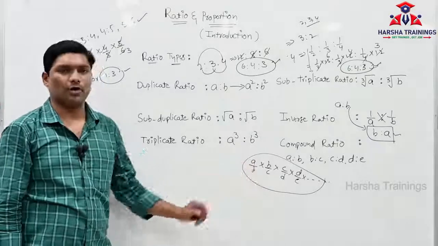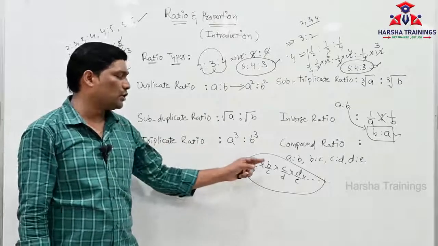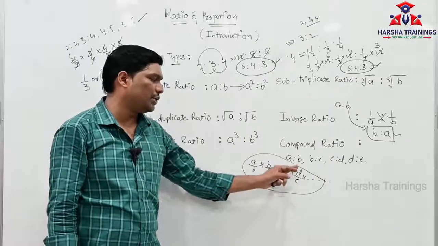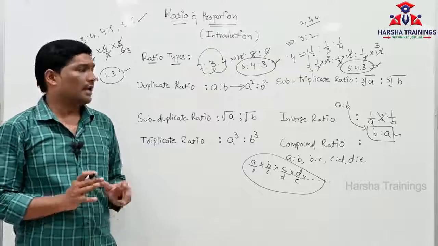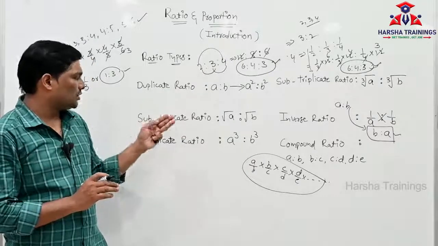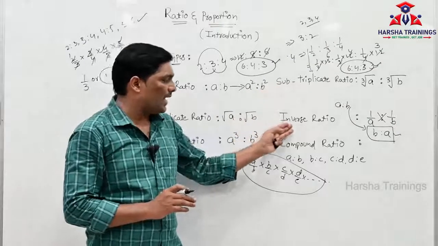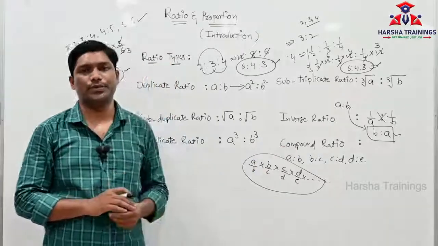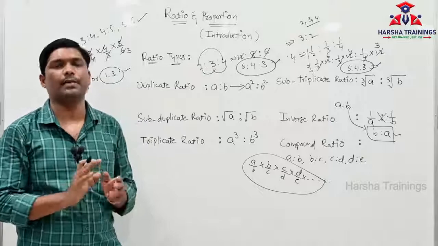Just remember this formula, guys. To find the compound ratio: A by B into B by C into C by D into D by E and so on. Is it clear, guys? So approximately 6 points here: duplicate ratio, subduplicate ratio, triplicate ratio, subtriplicate ratio, inverse ratio and compound ratio. Just remember these 6 points. I think they are very, very easy and very important points also.